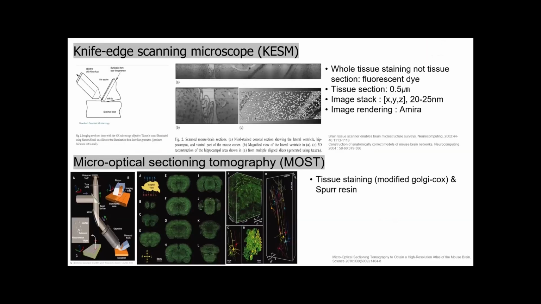The knife-edge scanning microscope and the micro-optical sectioning tomography are automated scanning simultaneously with sectioning. Staining of the whole tissue is done prior to sectioning. The upper image is a mouse brain section stained by laser staining, with reconstruction images. The lower picture shows axon interaction with modified Golgi-Cox in 3D reconstruction.